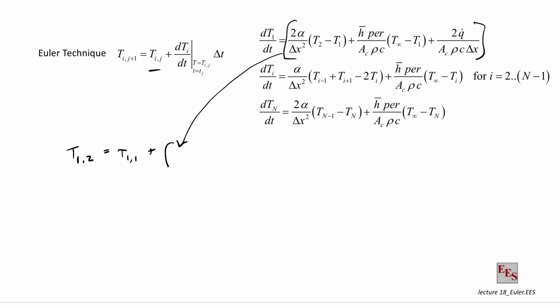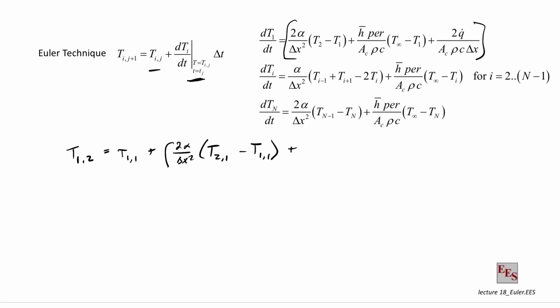Okay, so we have this entire quantity, which is 2 alpha over delta x squared times T. So let's be careful with the indices. So T2, what does T2 mean? T2 is our space node 2. We want our space node 2 at what time? At what time is being evaluated for the Euler step? At time Tj, so that's at time 1, minus T space node 1 time 1.